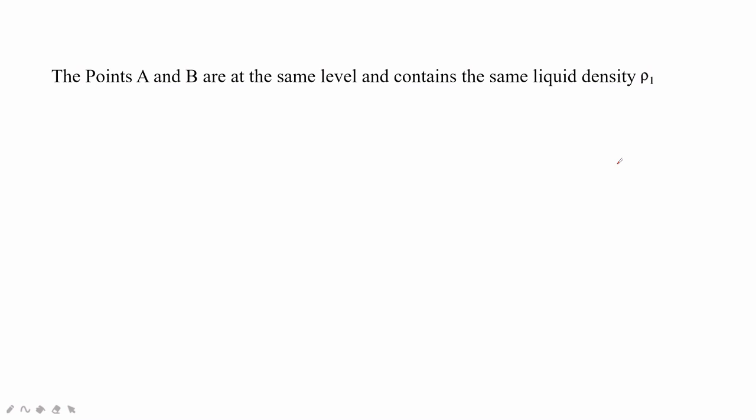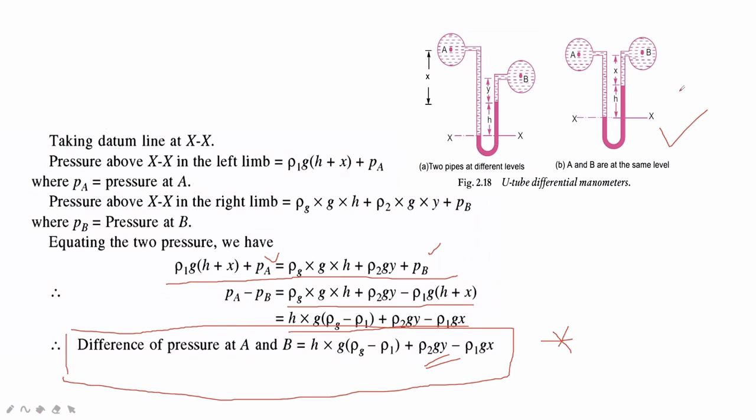Now the points A and B are at the same level and contain the same liquid density. So when the pipes are at the same level, we will consider the pressure to be calculated in the same pipe at two different points, right? So we will take the same liquid density, that is rho 1. So rho 1 is common now. It is the same. First see the figure.